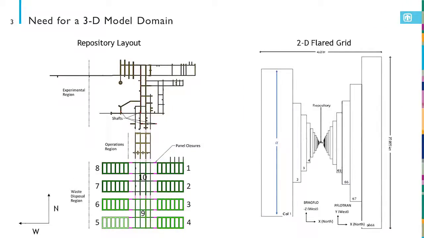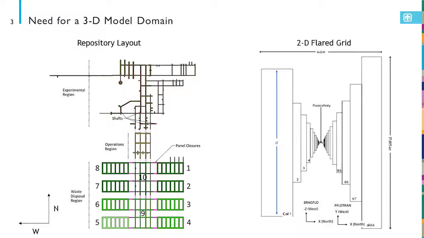So on the left here is a diagram of the current WIPP repository layout. The waste disposal panels are in green at the bottom of the diagram at the south end of the repository. And the important thing to notice about this repository layout is that it basically has a 2D symmetry to it, with the mirror plane running north-south vertical in this diagram. Above the disposal panels, you can see the operations area. And then there are shafts for ventilation and access. And then up here at the northernmost end of the repository is the experimental region.